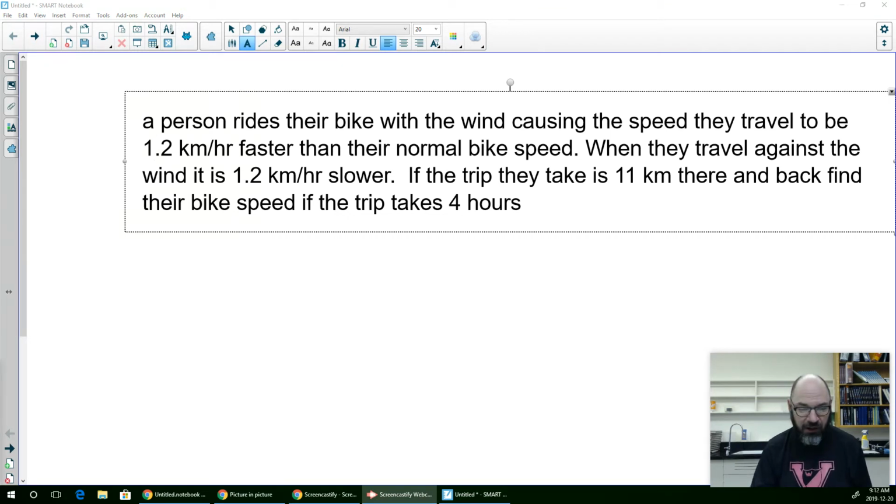Okay. So here we have an example that I came up with. A person rides their bike with the wind, causing the speed that they travel to be 1.2 kilometers an hour faster than their normal bike speed. When they travel against the wind, it's 1.2 kilometers per hour slower. If the trip they take is 11 kilometers there and back, find the bike speed if the trip takes 4 hours total. So this is a speed time type question.